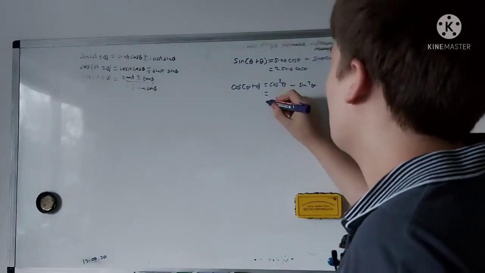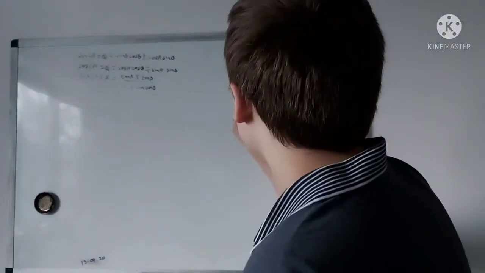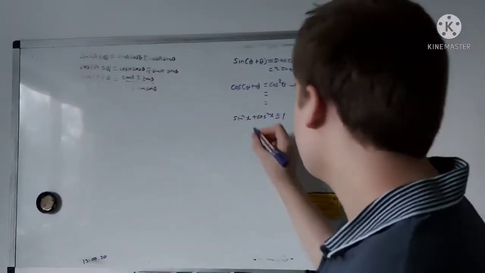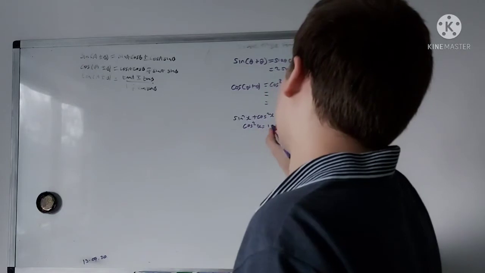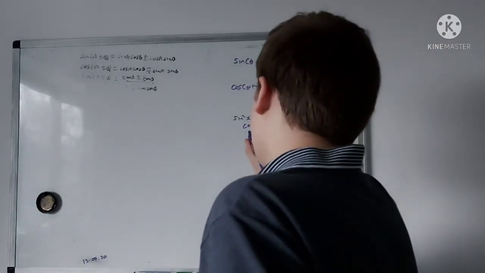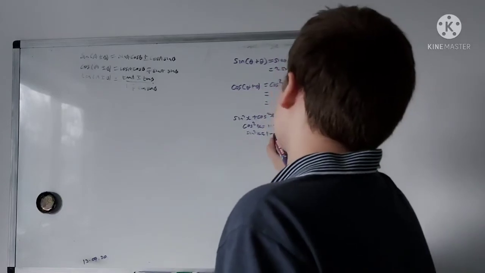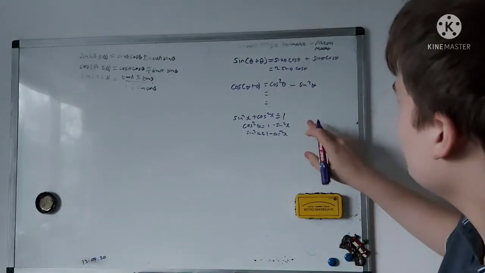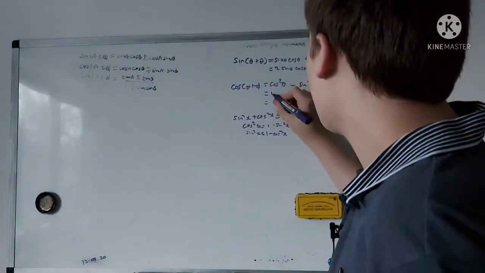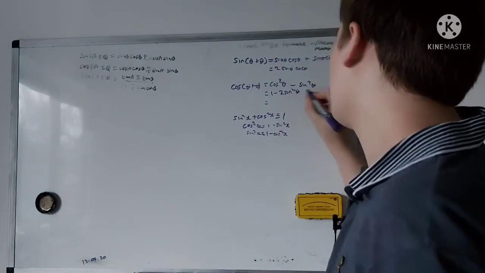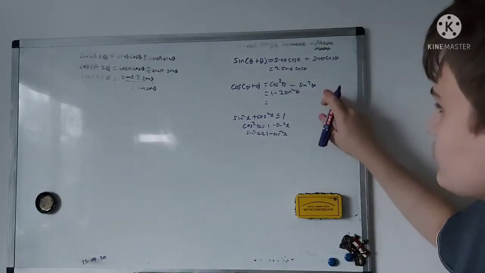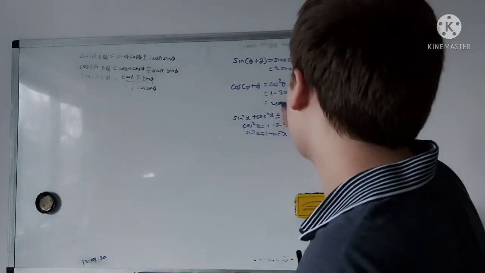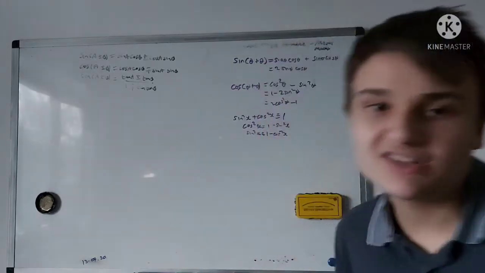Now there are two more variations. If you know them, you'll know that sine squared x plus cos squared x is identical to 1. So we get cos squared x is 1 minus sine squared x, and sine squared x is 1 minus cos squared x. Those are your Pythagorean identities, which you'll learn in pure year 1. So we've got 1 minus sine squared theta, so we get 1 minus 2 sine squared theta, and for the other one, replacing sine squared with 1 minus cos squared, we get 2 cos squared theta minus 1. And that is that one.